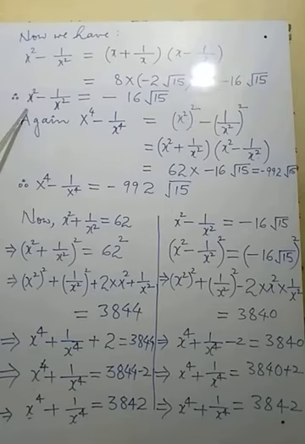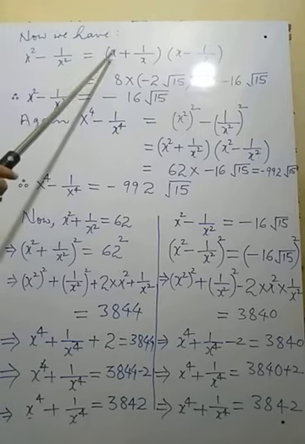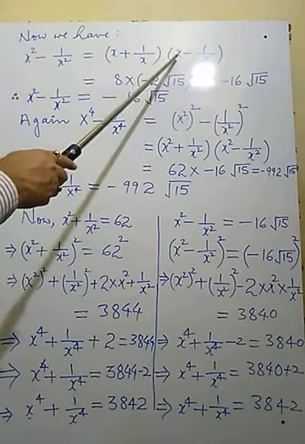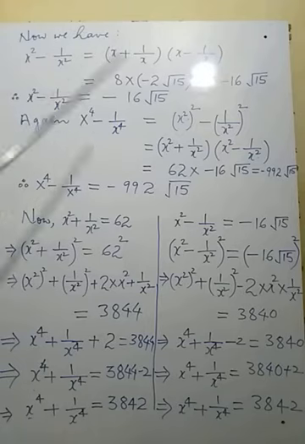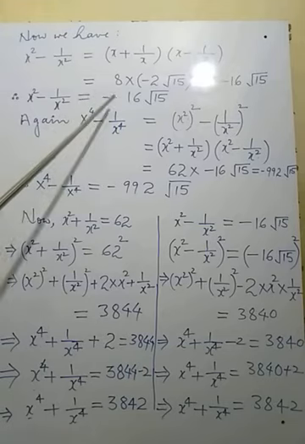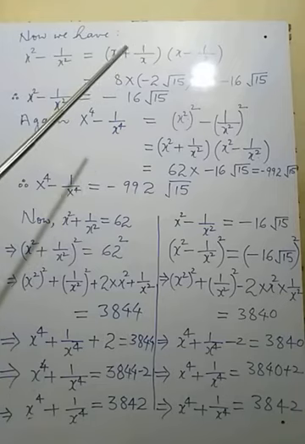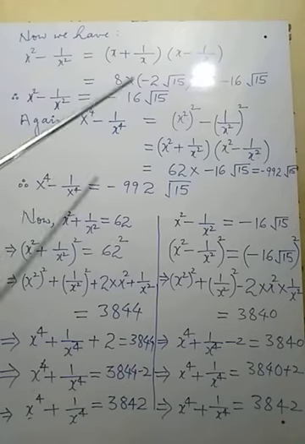We have calculated, firstly, the value of x was given, so we calculated the value of x plus 1 upon x. Then we calculated the value of x minus 1 upon x. Then we calculated the value of x square plus 1 upon x square. And here we calculated the value of x square minus 1 upon x square, and that is equal to minus 16 root 15. In this way, we have calculated different values.